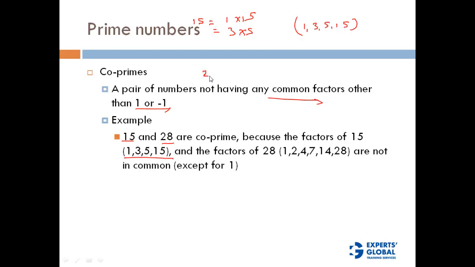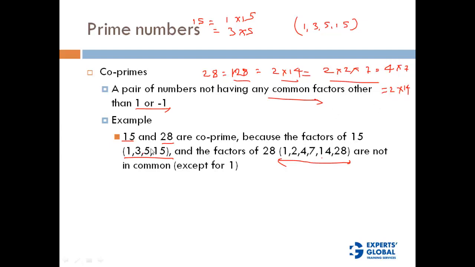Let's look at 28. 28 is 1 into 28 obviously. So 2 into 14. Also 14 can be split into 2 into 7. 28 can also be written as 4 into 7. Correct? So let's take all these together. What do we get? This is the set of numbers. So these are all the factors.